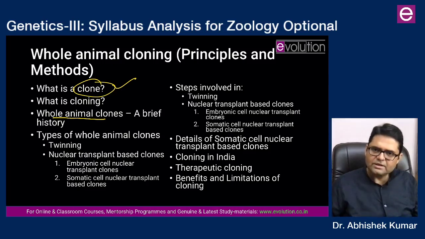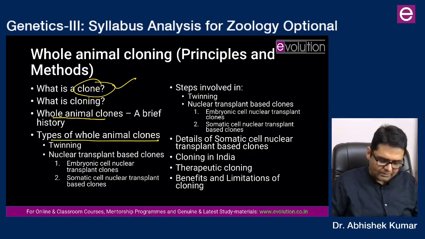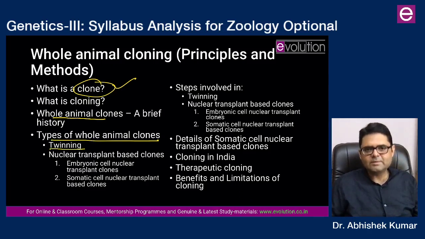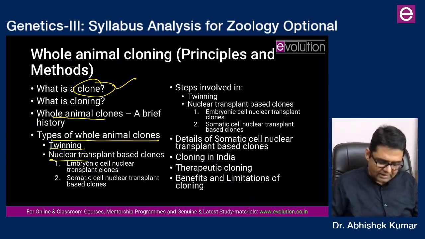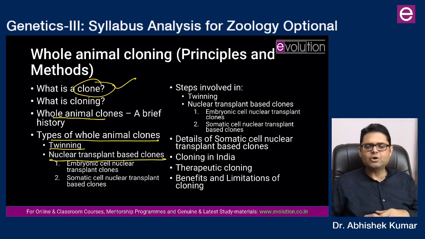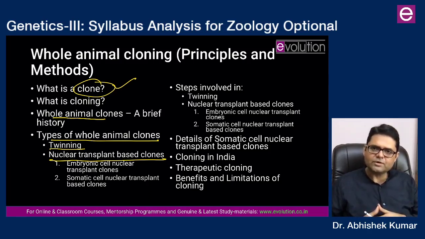So a quick history will be very beneficial. Then what are the types of whole animal clones? The first type is twin, essentially created by a splitting of the zygote. The second type is nuclear transplant based clone. There are two subtypes. One is embryonic nucleus transplant, which is something that we have been doing since the early 1980s, and then we have got the somatic cell nuclear transfer method.